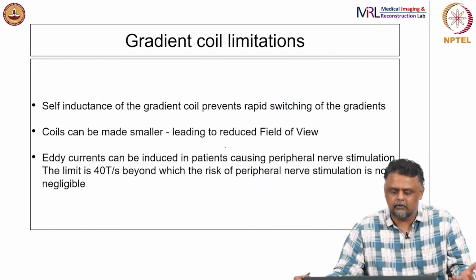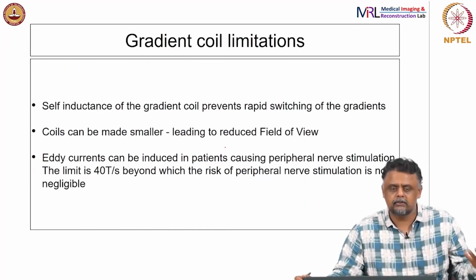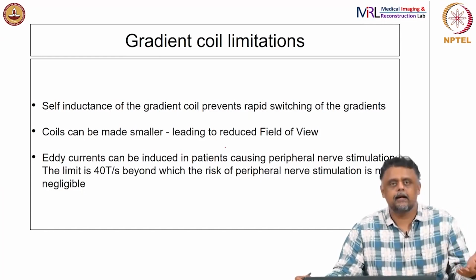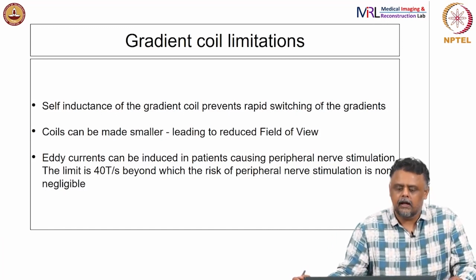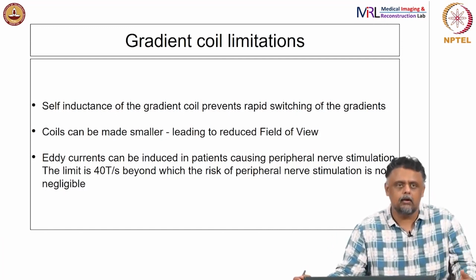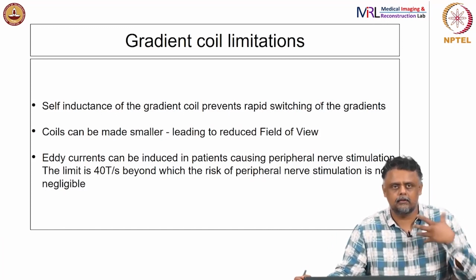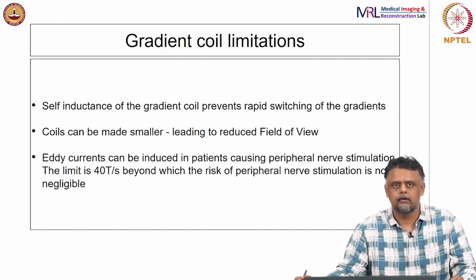That is a challenge in some of the hardware design for MRI, right. So, there are some limitations due to the gradient coil. The self inductance of the coil is what prevents rapid switching of the gradients, and coils can be made smaller, but if we make the coil smaller, then the field of view is reduced, right.